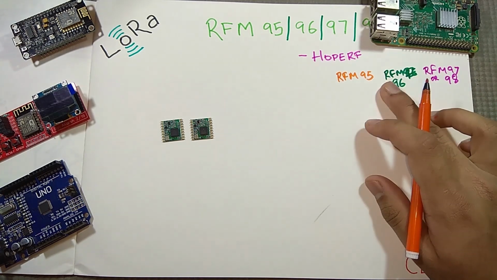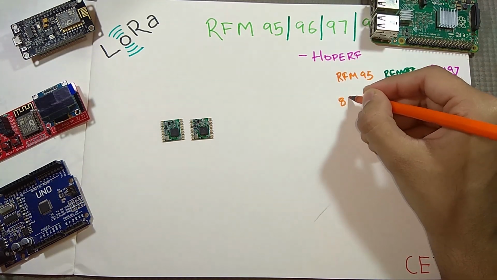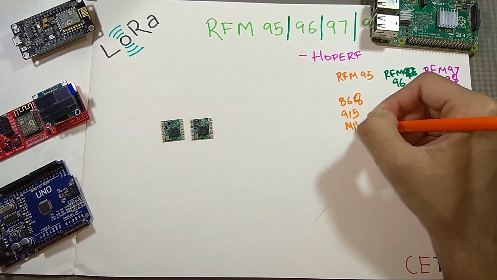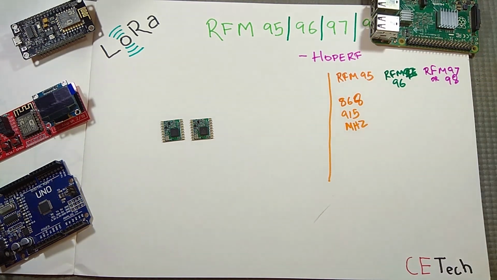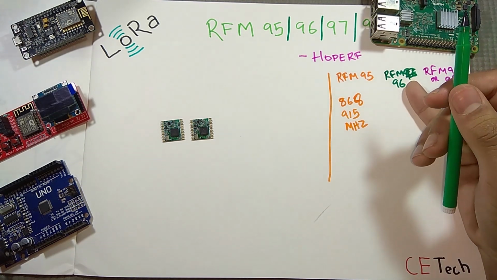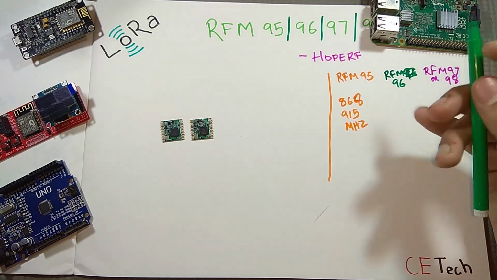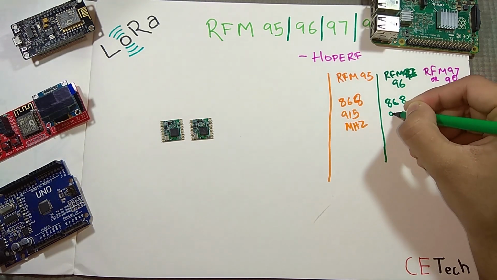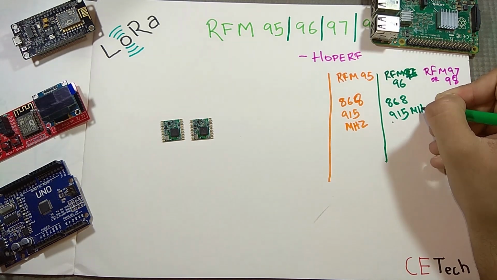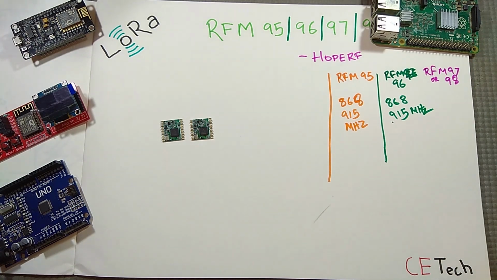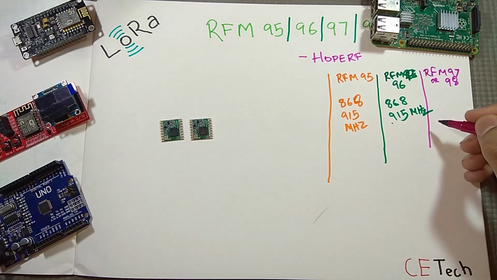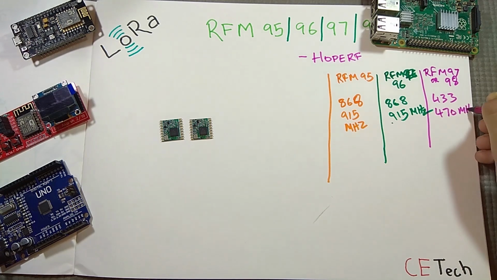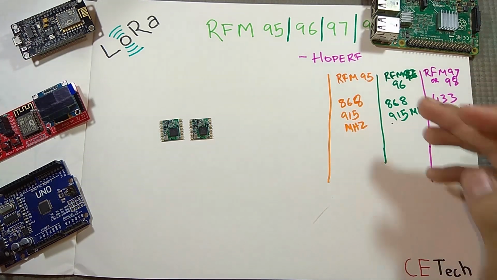The RFM95 works on the 868 megahertz or the 915 megahertz range. So that is one difference you will find. Then the RFM96 works on the same frequency band as the 95. So it's again 868 and 915 megahertz. But the RFM97 or the 98 will work on the 433 megahertz or the 470 megahertz. So that is the first point of difference which you see majorly.